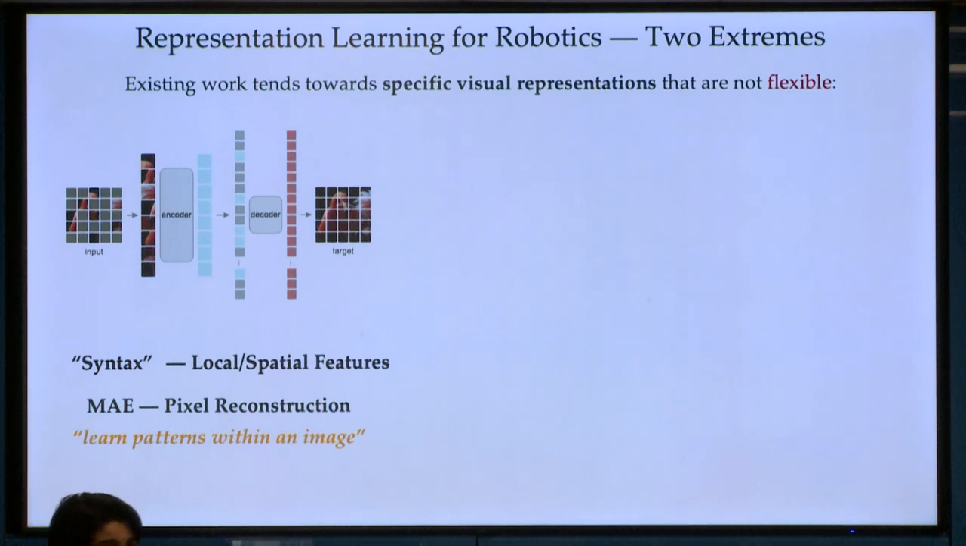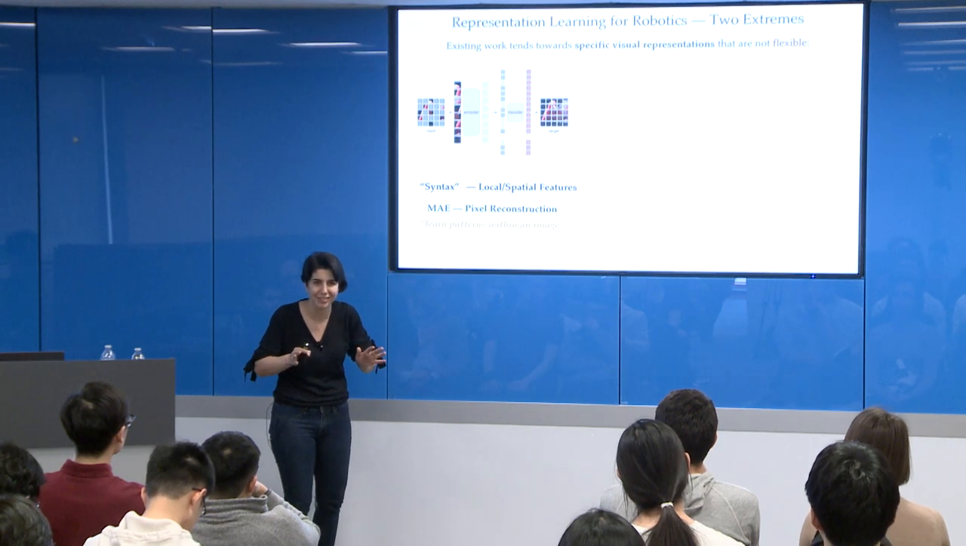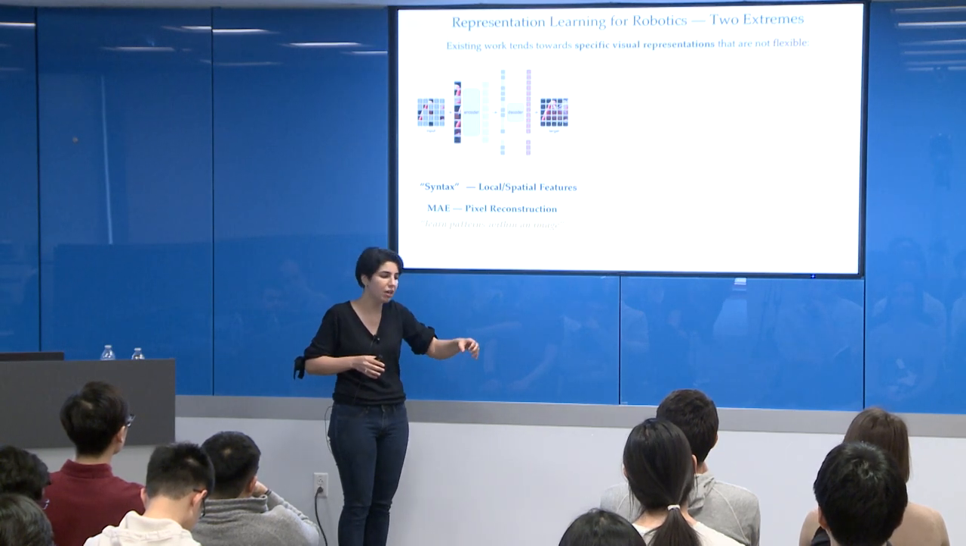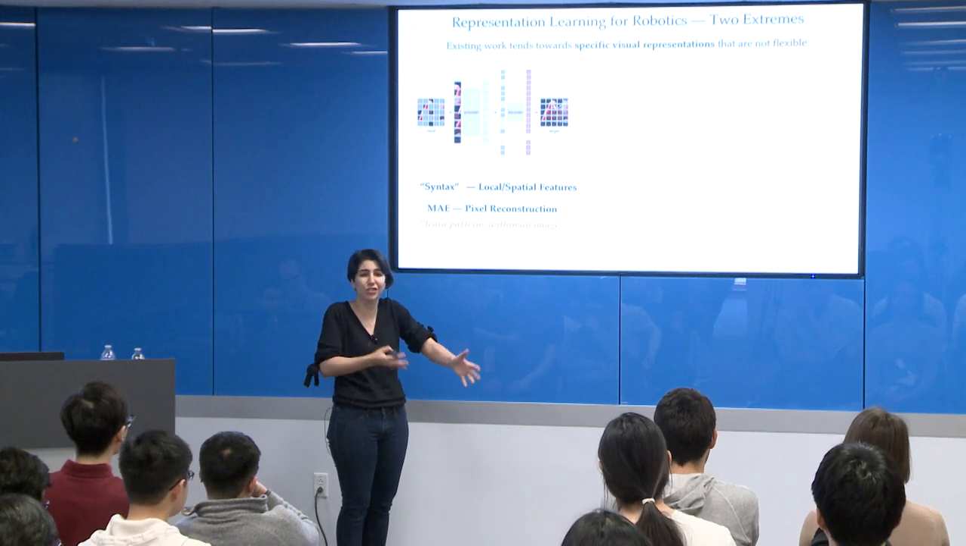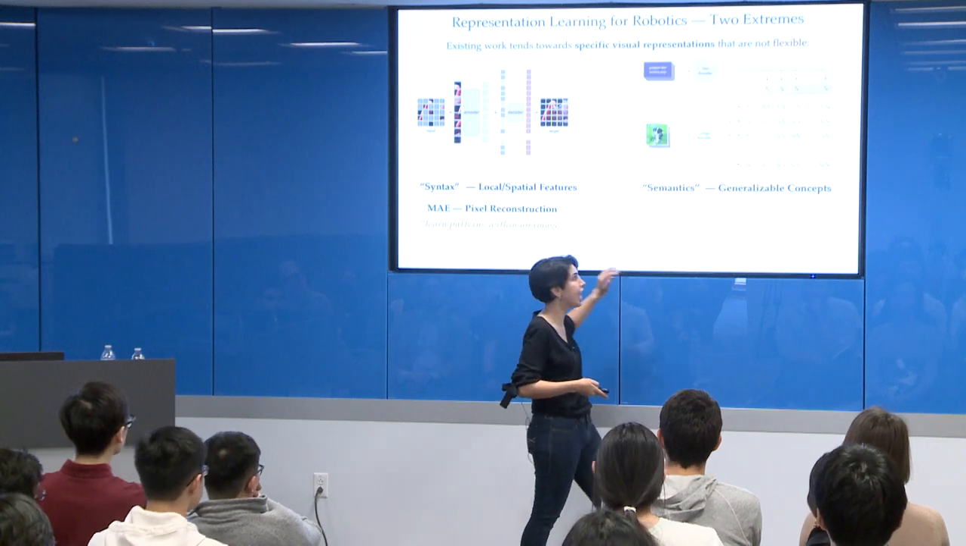But the problem with it is it loses all semantics. If I'm looking at a jar of orange juice versus a jar of milk, it treats them differently because the colors are different, the pixels are different. But picking up a jar of milk versus picking up a jar of orange juice, I should treat them the same, right? They have the same sort of affordances. And this would not really handle that.